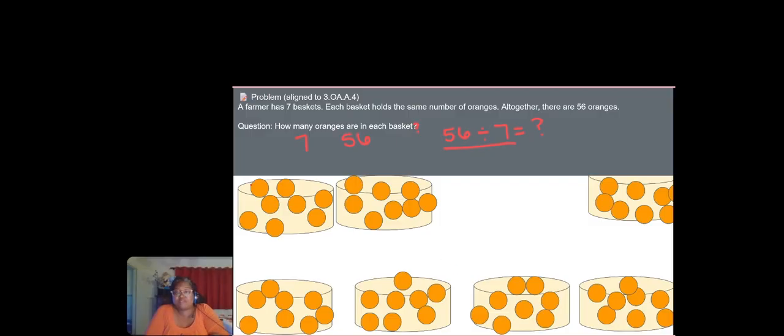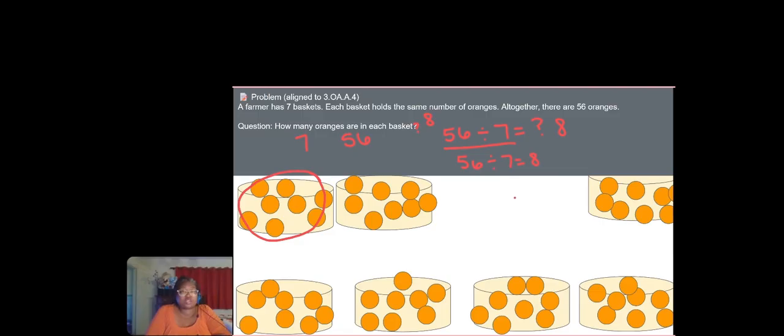We have now figured out, now that we have separated our oranges into 7 baskets, that each basket has 8 oranges. So how many oranges are in each basket? Well, there are 8 oranges in each basket. Now, how can we check this? Well, let's look at our full equation.